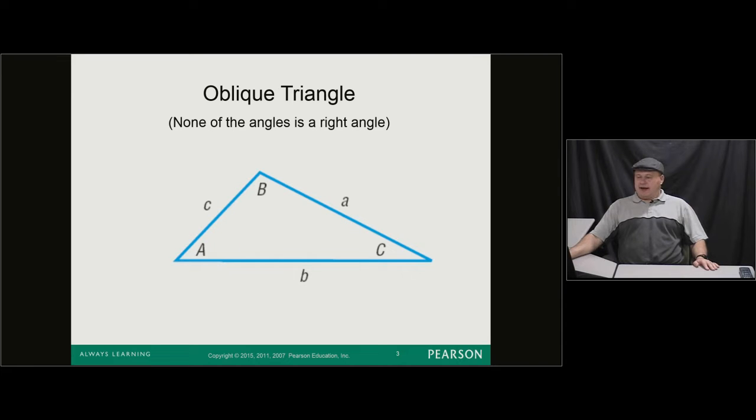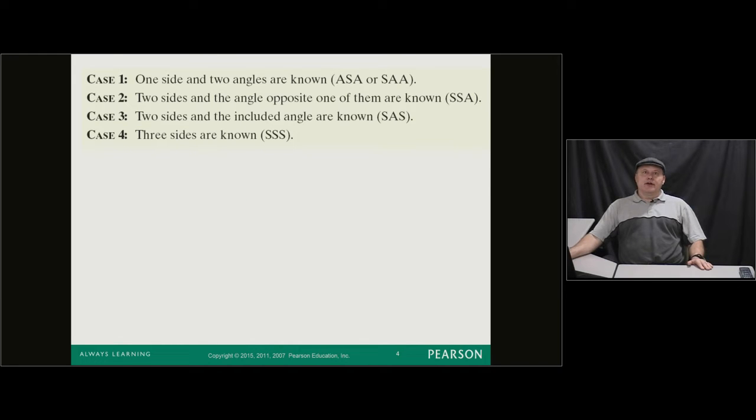So these are the four cases. Now, in order to solve a triangle, there are some items that you do need to know. Remember, there's 6 parts: 3 angles and 3 sides. When you have one side and 2 angles known, it's either called angle, side, angle, or side, angle, angle. Angle, side, angle means you have a side in between known and the 2 angles that surround that side known. Or you have one side and 2 excluded angles from that.